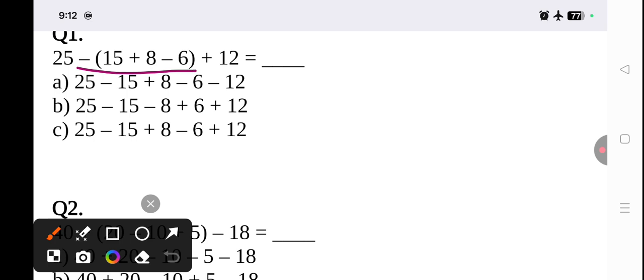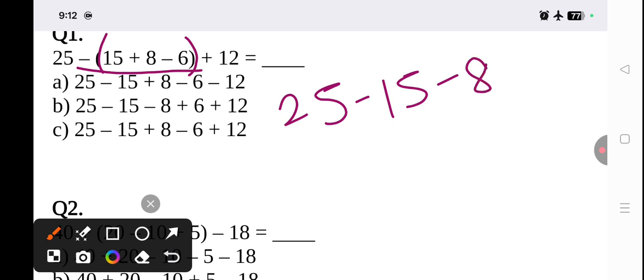There is a minus sign outside this bracket and you have to remember that this bracket starts from here and it ends here, right? So the numbers inside the bracket are plus 15, plus 8 and minus 6. So when you open the bracket, the signs of these three numbers only will be changed, right? So plus 15 will become minus 15, plus 8 will become minus 8, and minus 6 will become plus 6, and plus 12 as it is. So from these, what will be the correct answer?